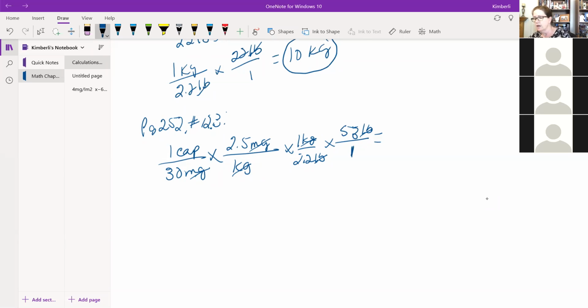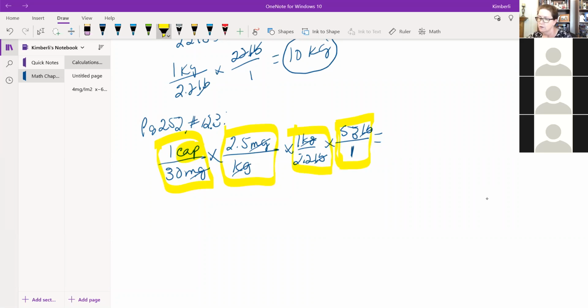Now you could set this up with these little fractions in any order, except you always want to have the correct thing on top. Since we're solving for capsules, we need to start with capsules on the top. The reason we set it up this way is so that the milligrams cancel, the kilograms cancel, the pounds cancel, and then that way we know that we've set the problem up correctly.